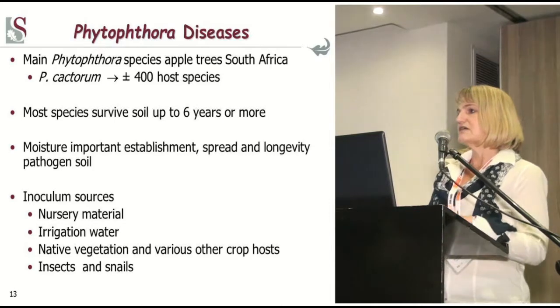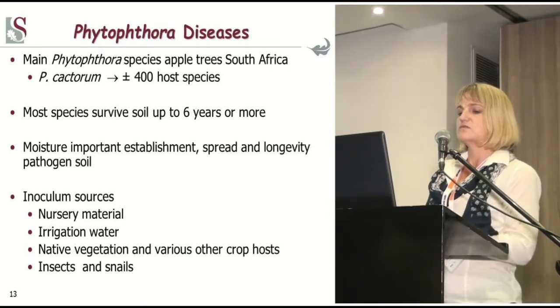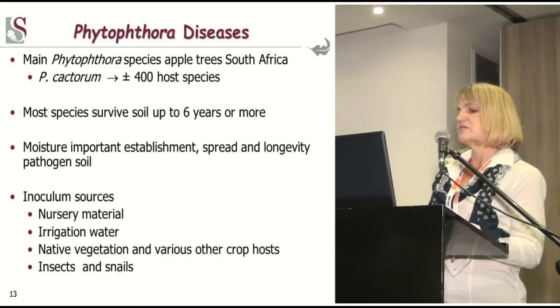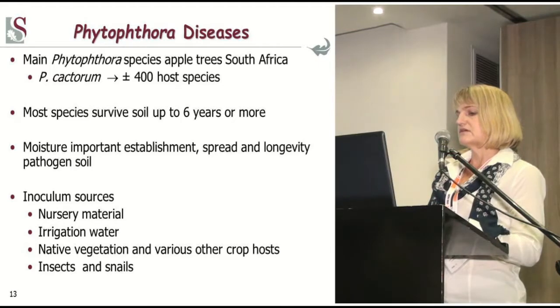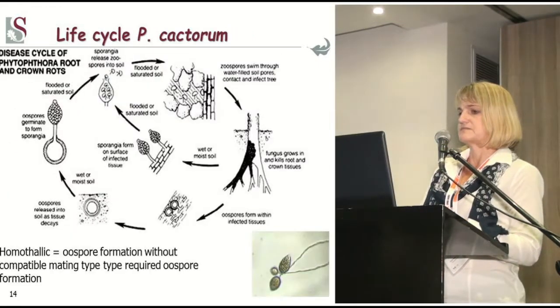The pathogen is part of a group of organisms that we refer to as oomycetes, and these are water-loving organisms, so they can actually occur in your irrigation water. That is a source from where the infection can come, then also from nursery material, and it can also spread with soil.